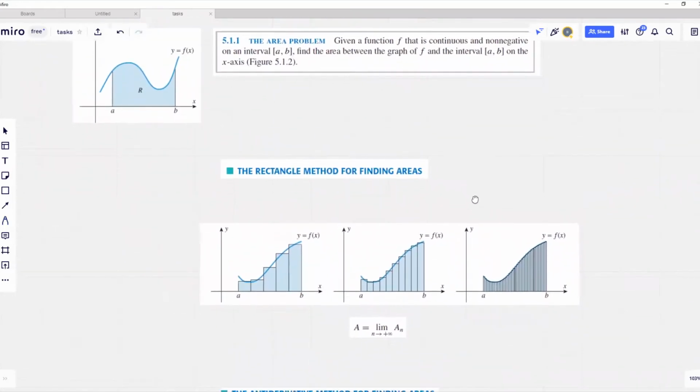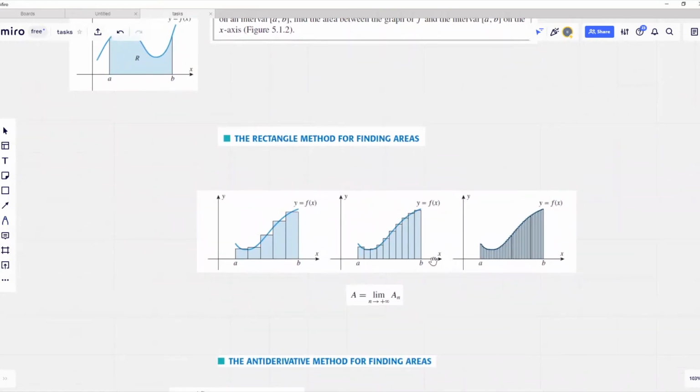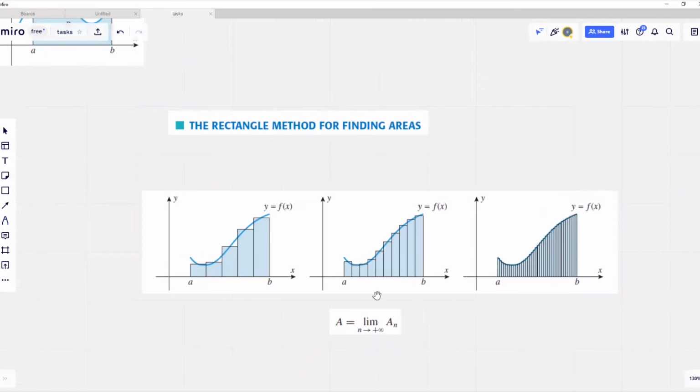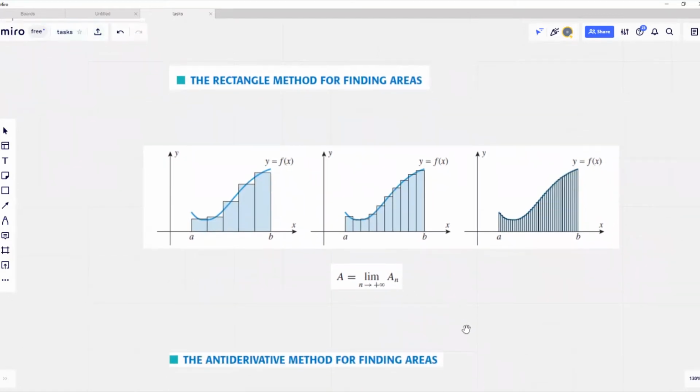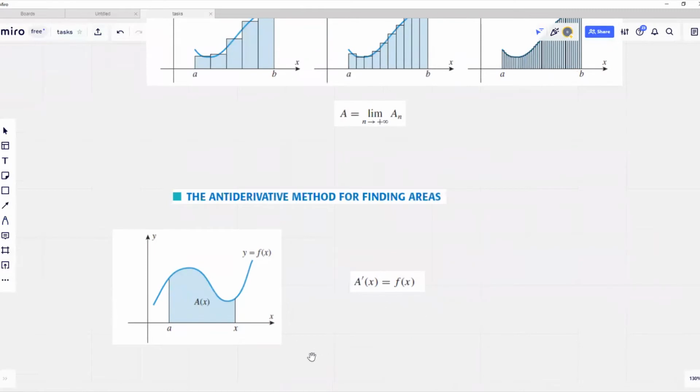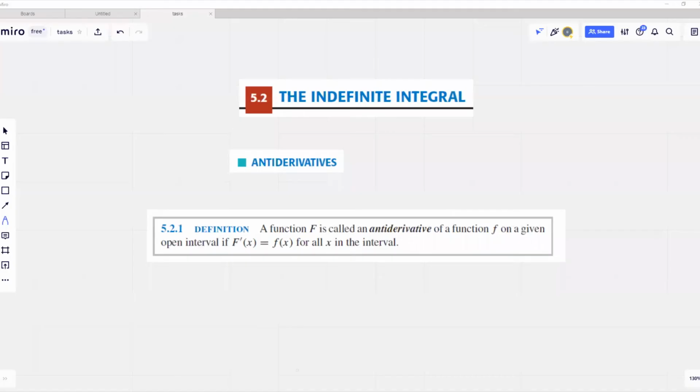In later sections, we'll work with Riemann sums, and we'll calculate areas under curves using the rectangle method, and we'll calculate these limits, and we'll also be working with antiderivatives and integrals. So we mentioned antiderivatives previously. Now let's define what we mean exactly by antiderivatives.